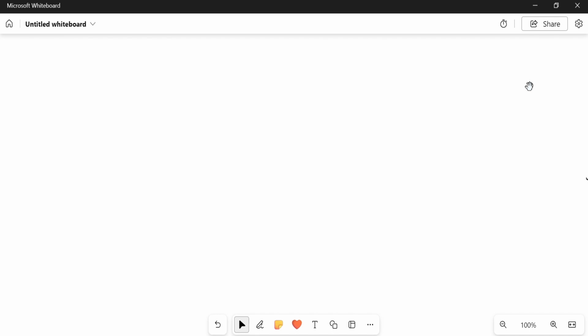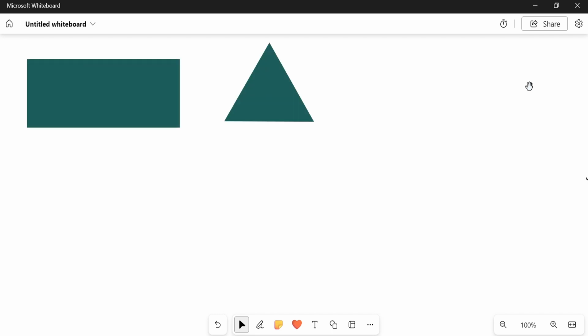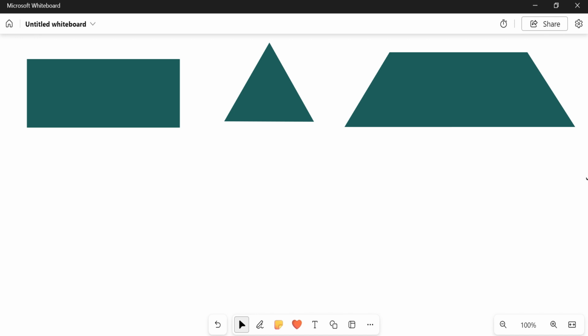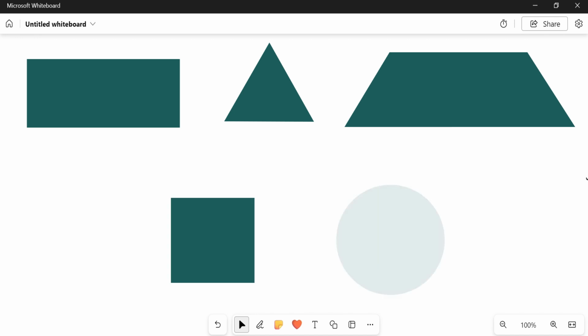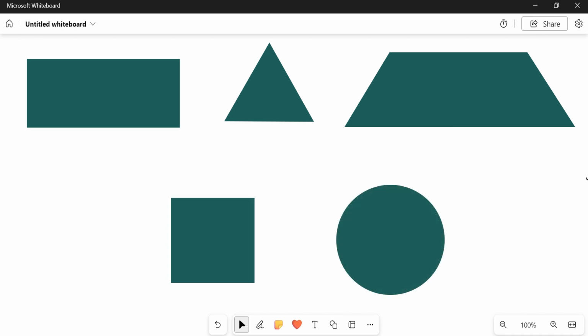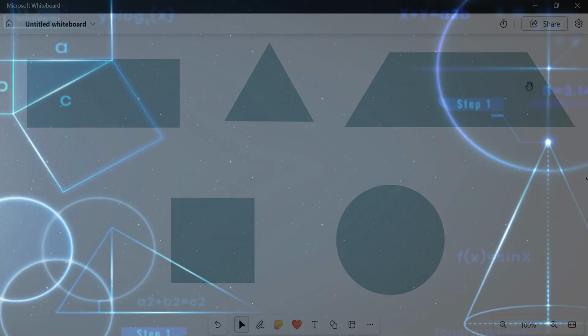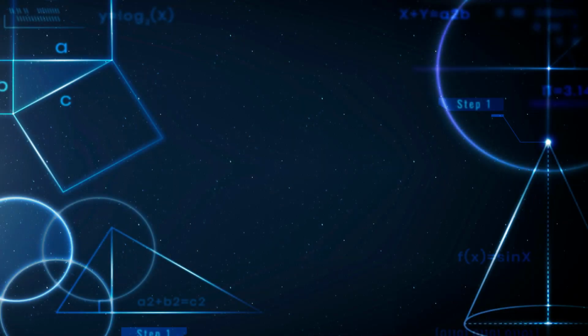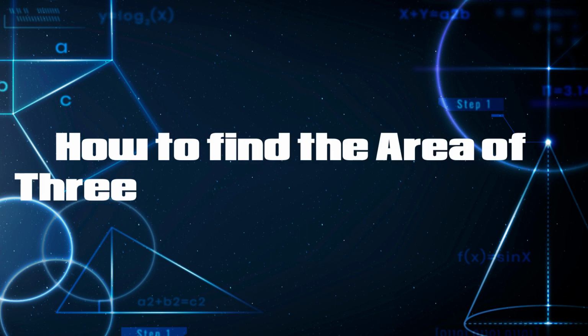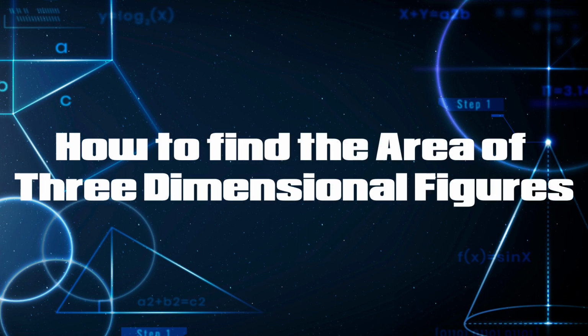In our last video, we saw how to find the area of plane figures: rectangle, triangle, trapezium, square and circle. These areas you have already studied in your previous lessons. Today we are going to see how to find the area of three-dimensional figures.